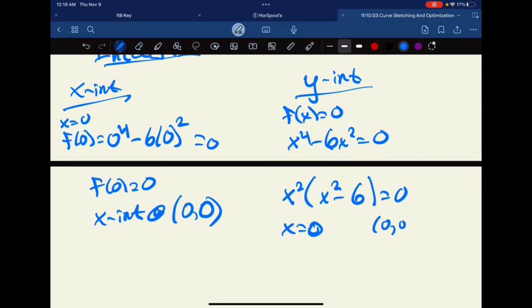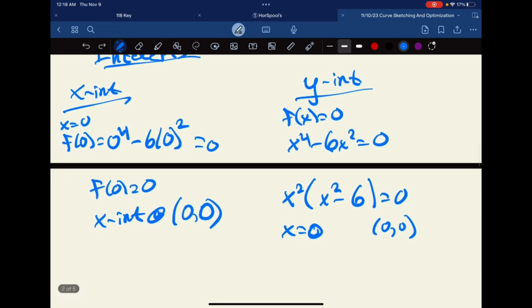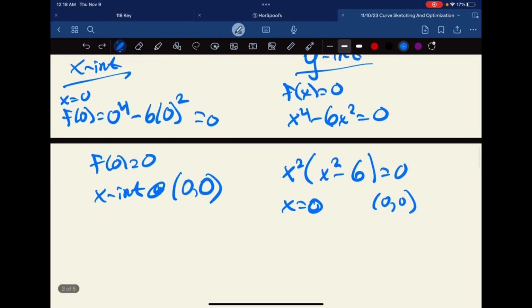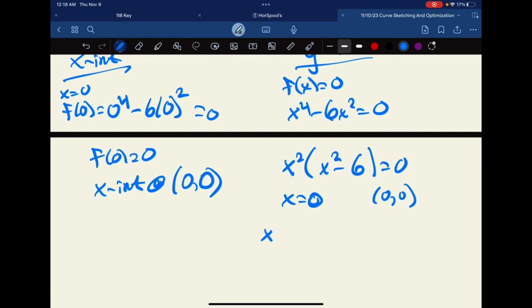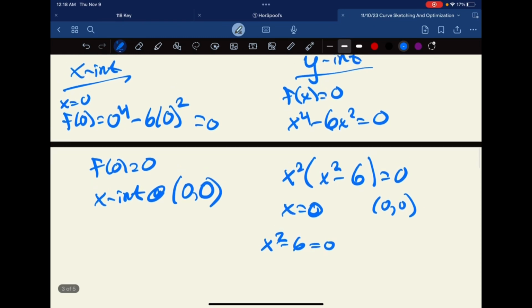So that's 0, 0, which makes sense, right? Because we found 0, 0 was a point over here for our x-intercept. That's the origin, right? 0, 0 is the origin. And the origin is not only an x-intercept, but also a y-intercept, so it makes sense that we also found that. But also, if this inside equals 0, then our whole thing equals 0. So when x squared minus 6 equals 0, we're also going to have an x-intercept. Or sorry, a y-intercept.